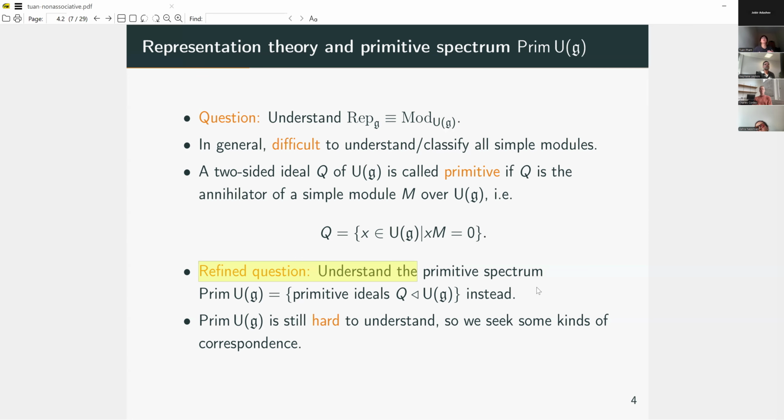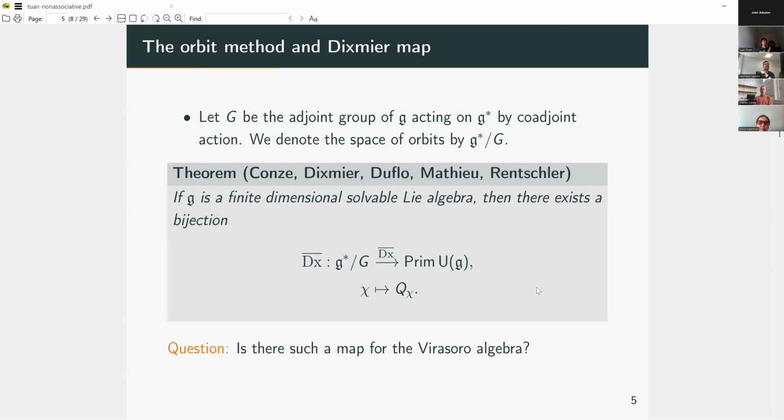Unfortunately, this is still a little bit hard to understand. So we seek some kind of correspondence. And the correspondence I'm heading towards is the orbit method and the Dixmier map. So let G be the adjoint group of small g. Note that this adjoint algebraic group acts on the dual space g star by the coadjoint action. And then we denote the space of orbits by g star modulo G. This is also known as the coadjoint orbit space.